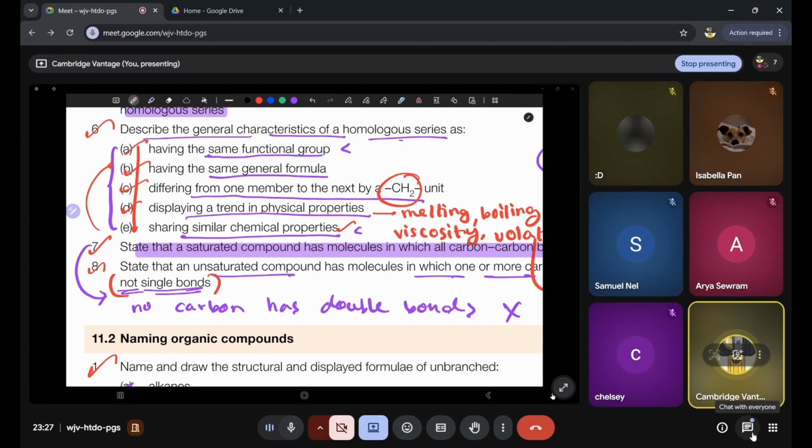But to be honest, I would say write down the first four if they ever ask you about characteristics, because similar chemical properties is just an explanation, or just a cause, of having the same functional group. Is this clear for all students? All right, that's fine.